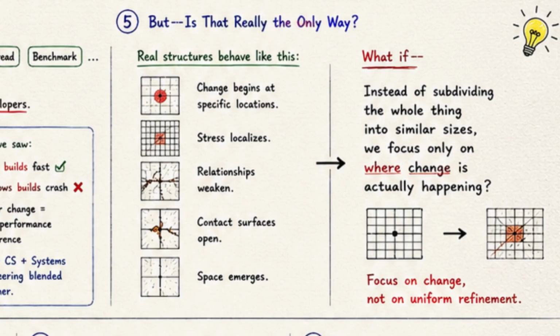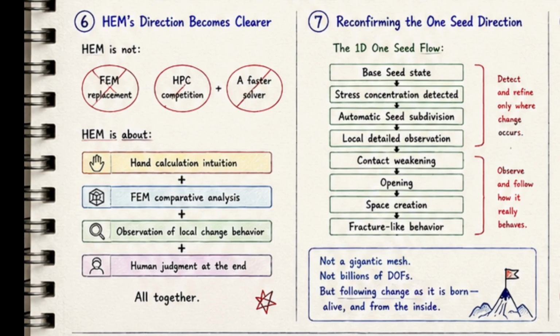But while exploring that world, another question appeared. Is that really the only way? Larger meshes. Larger matrices. More memory. More processors. Real structures do not behave that way. Change begins somewhere. Stress localizes. Relationships weaken. Contact surfaces open. And new space emerges. What if, instead of subdividing everything uniformly, we focused only on the places where change is actually happening? That idea made the direction of HEM even clearer.